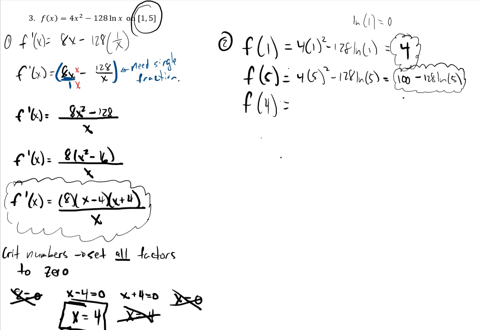Okay, and then when we plug 4 in, I'd have 4 times 4 squared minus 128 natural log of 4. Okay, so let's see what happens here. Well, 4 times 4 squared is 64.